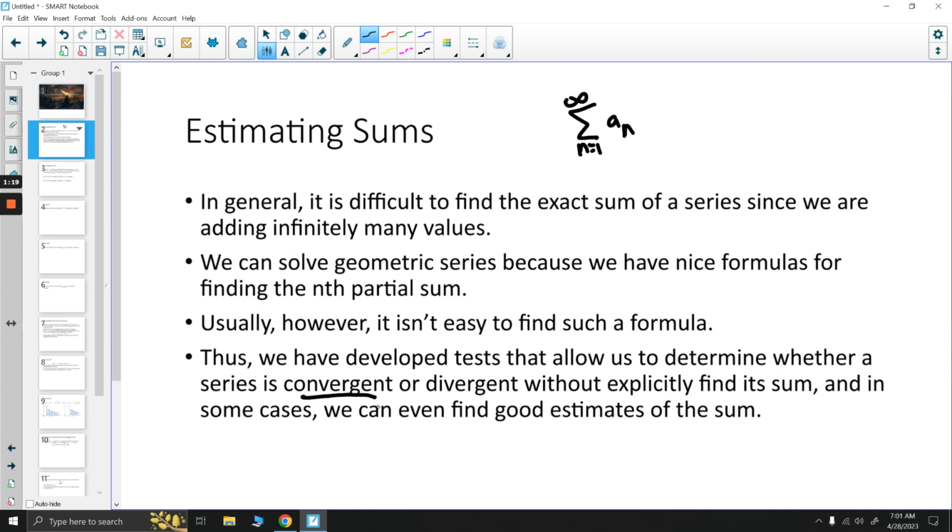Because if it converges, then we can add it to a value. If it diverges, then it just goes off into the infinite. That is, you're adding infinitely many values and it goes to infinity, so we know not to waste time trying to find this infinite sum, this series, because there's no point. It goes to infinity. So we only waste time trying to find it with the convergent series, and also we actually have found ways to find pretty good estimates of it. Basically, we can find an estimate that's as good as we want it to be.